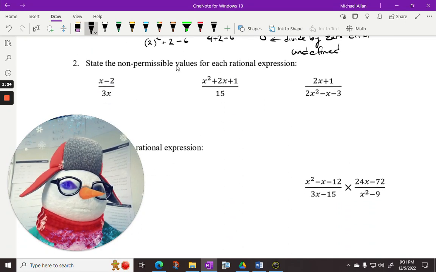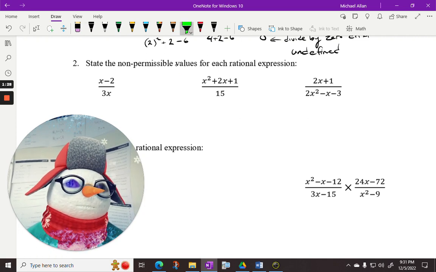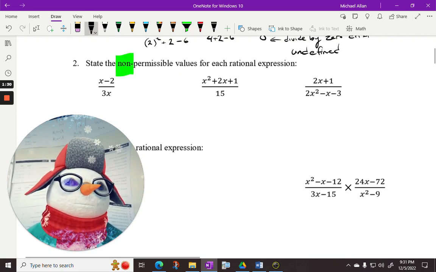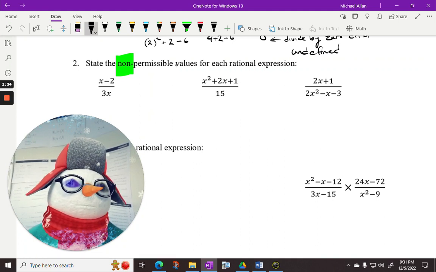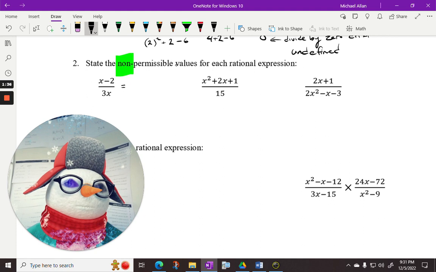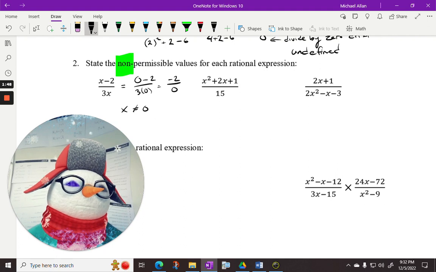We just have to go here. It says to state the non-permissible values. Very specifically, the non-permissible values are the values that are going to cause this divide by 0 error. So like on this one here, if I put a 0 in there, I get 0 minus 2, and then on the bottom, I get 3 times 0. It's going to be negative 2 on the top. That's fine. But then I would get a 0 on the bottom. So in this one here, x cannot be 0.